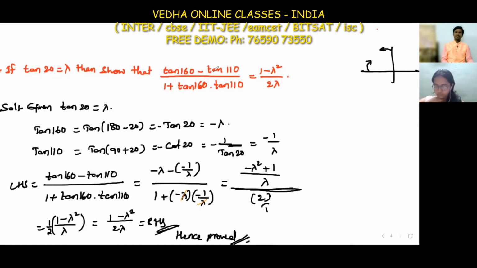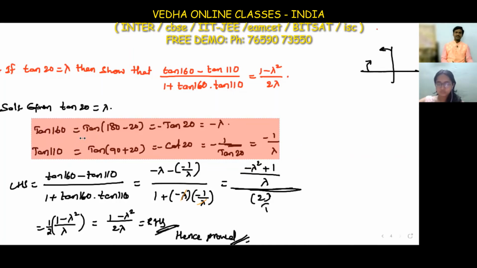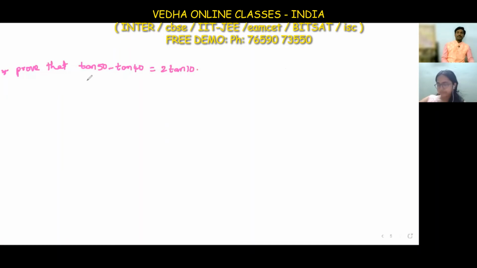Here, what is important is converting and finding these values. This is very, very important. If you get the idea on this, then the remaining solution is very easy. The next problem is to prove that tan 50 minus tan 40 is equal to 2 into tan 10. So here we have to prove this.